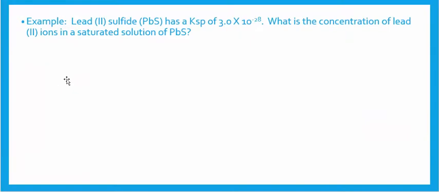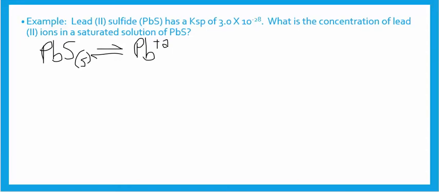So let's look at a couple examples. First, start with our equation. So my solid here is lead(II) sulfide. So that's going to dissociate into lead ions plus sulfide ions. I'm going to assign a value of x for the concentration of PbS, and since the coefficients are 1 to 1 to 1, if PbS is x, lead is x, and sulfide is x.